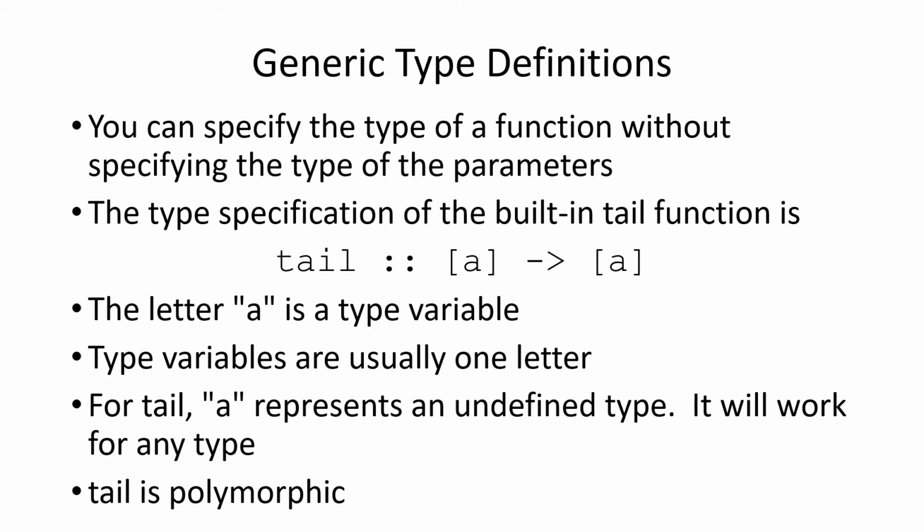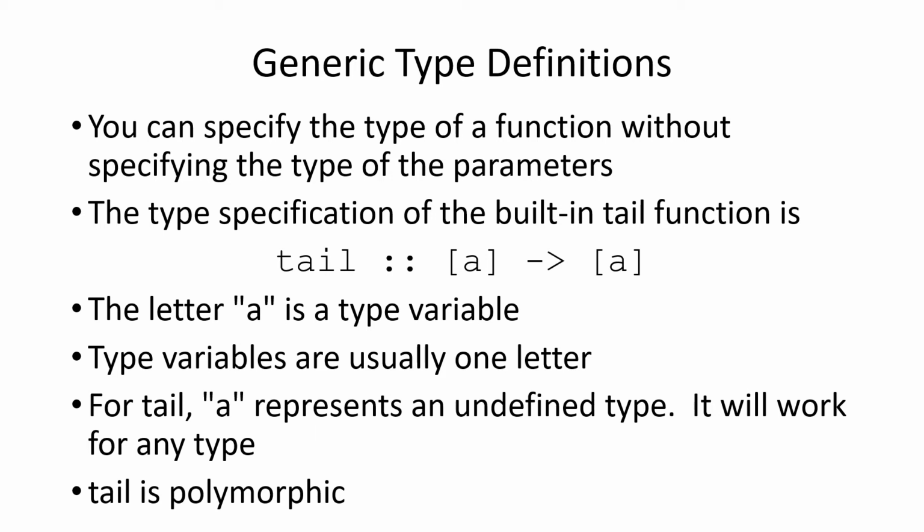Haskell programs are strongly typed. That is, the type of the variables is very important. Haskell generally can infer the type of the variables, both the parameters and the return values. You can also specify the type to make it clear to Haskell what you want it to do. Here's the specification for the built-in tail function, which takes the list with everything except for the head. And so it takes a list of variables of type A and returns the list of variables of type A. We used the letter A to specify any type.